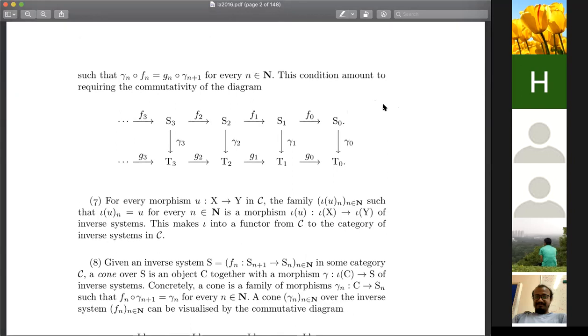You can define an inverse system whenever you have an ordered set. And in my case, I'm taking the ordered set to be the set of natural numbers with its natural order. So this is a special case, but that's the only case which I need for the time being. So I'm explaining it in this specific case. But there's a more general notion.